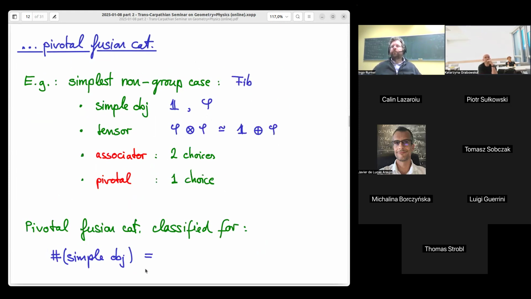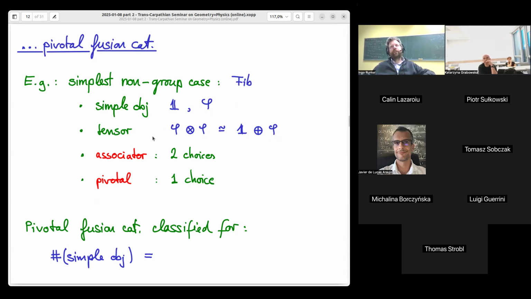Good. So I want to do an example of a non-group case. I've just explained in some detail the Z2 case. We have 2 simple objects and they just fuse with Z2 rules. The simplest fusion category which doesn't have group fusion rules is called the Fibonacci category. It again has 2 simple objects, 1 and phi, and the tensor product of phi with itself is 1 plus phi. So that's no longer invertible, so that's not a group.